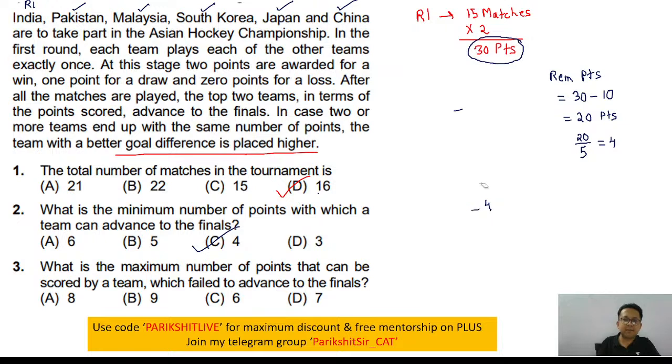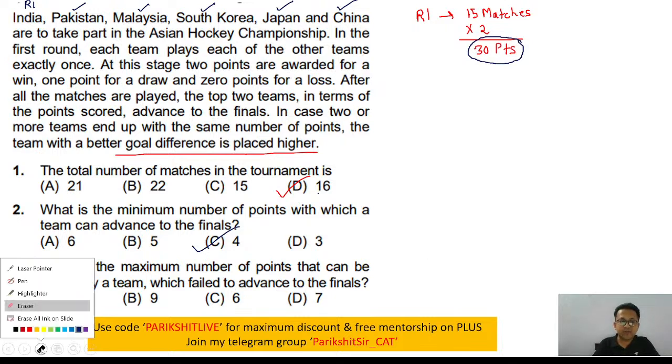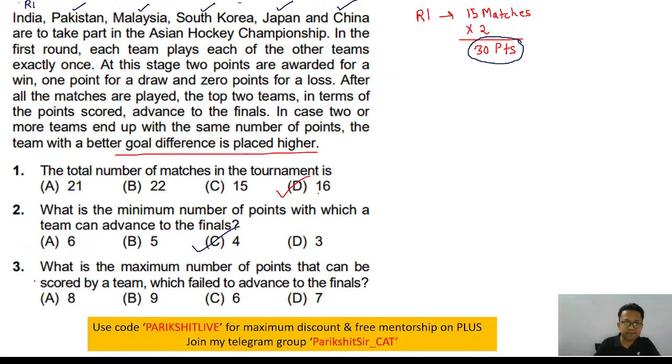What is the maximum number of points that can be scored by a team which fails to advance to the finals? Okay, maximum. Now, which team advances to the finals?